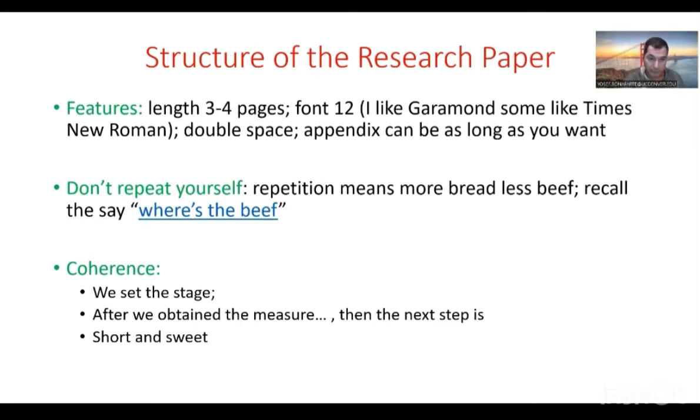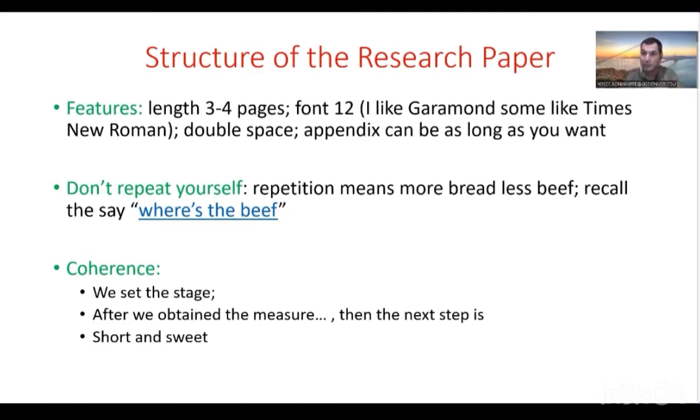And coherence. First, we set the stage. After we obtain the measures, then the next step is, like I start, here's a coherence. I say, we set the stage by doing this. Then we obtain the measure and we go to the next step, which is estimating that. It has to be short and sweet. So we set the stage. We did this. After we measure this, we do this. Then now we have X and Y. Then we do the estimation.